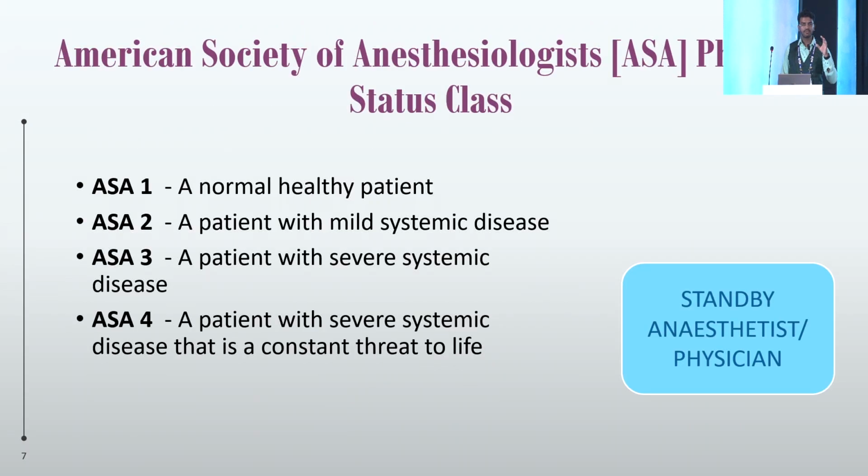So, to condense the big table that we just saw about ASA, this is a simplified version. ASA 1, a normal healthy patient, or ASA 2, one with mild systemic disease, qualify for a good, comfortable daycare surgery. Whereas ASA 3 and 4, with severe systemic disease and with a constant threat to life, need very good support from a physician or an anesthetist.